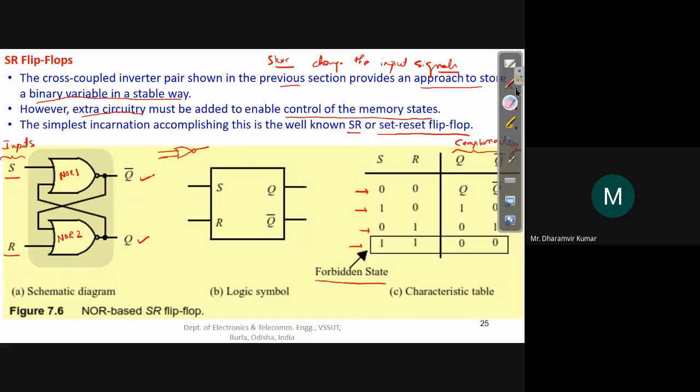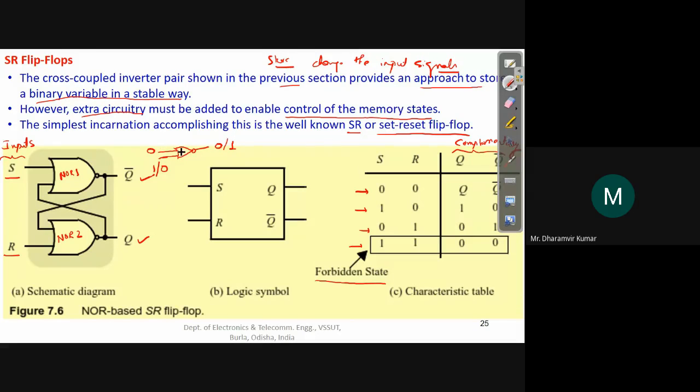So let's do it like this. When one of the inputs is connected to 0, and if the other input is 1, 0 plus 1 is 1, and 1 inverse is 0. And if the other input is 0, 0 plus 0 is 0, and 0 bar is 1.